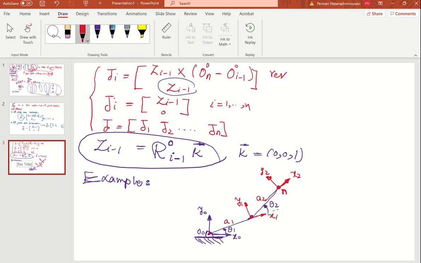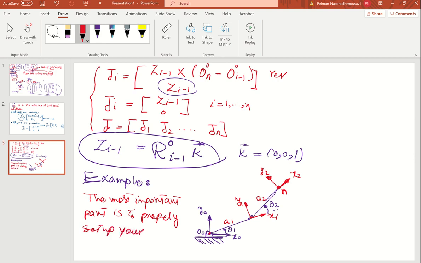Again, in robotics, the most important part is to properly set up your coordinate systems. If you don't do that, you have made a mistake. So again, the z of this is O1. Z of this is out of the page, right? Because this is the axis of the rotation.